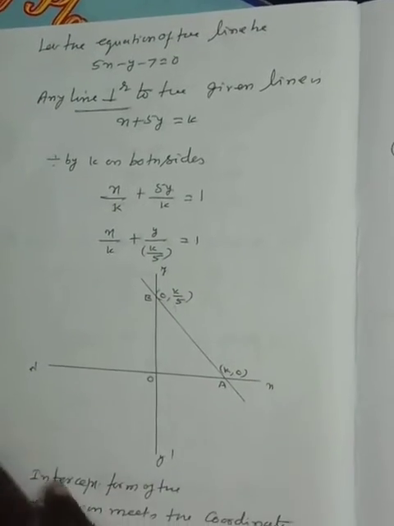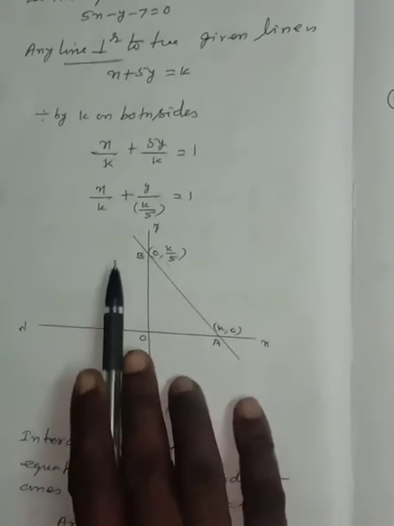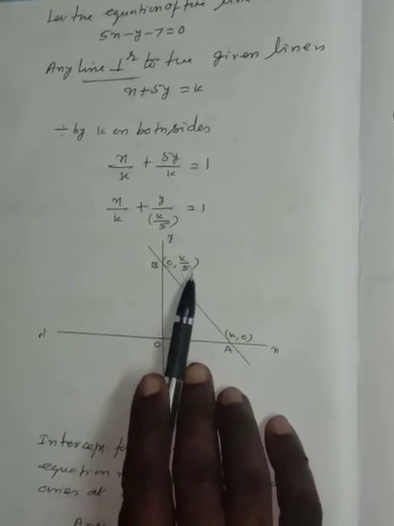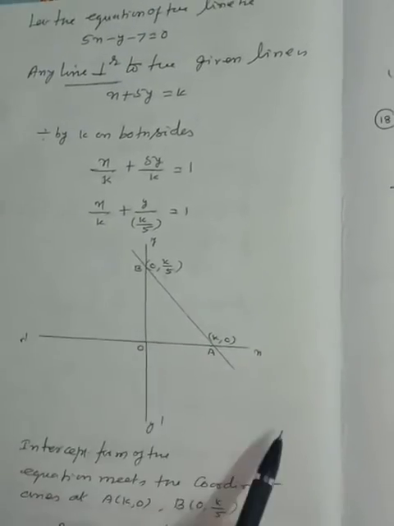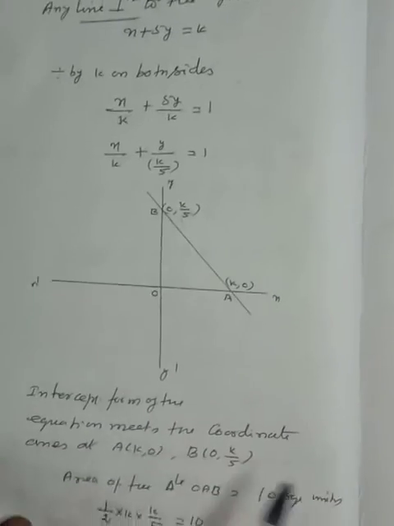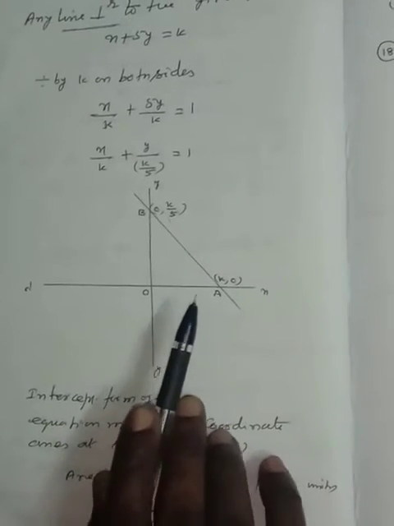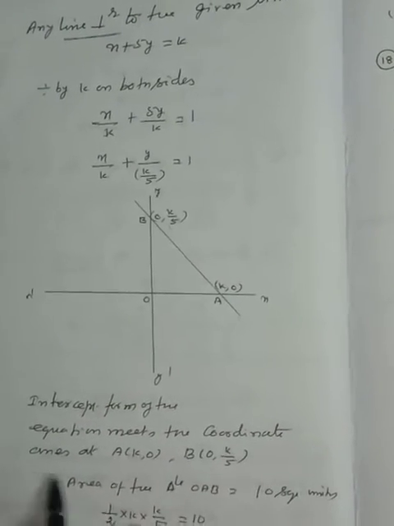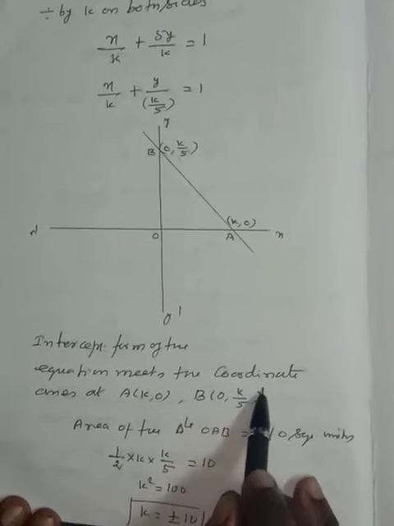Draw the diagram. Take x and y axes and take two points A and B. A is (k, 0), B is (0, k/5). Join the points A and B, and we get a straight line. We know that x by a plus y by b is equal to 1 is the intercept form of the straight line. The equation meets the coordinate axes at A (k, 0) and B (0, k/5).